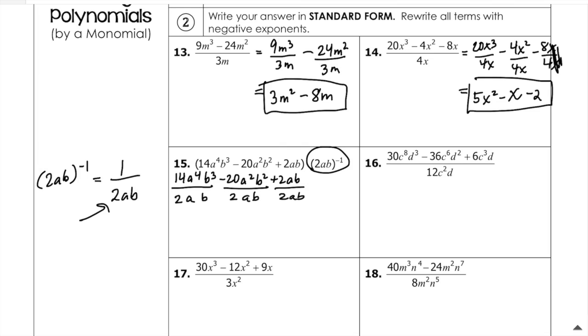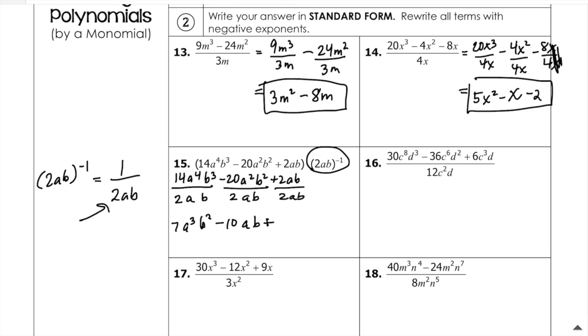So this is pretty close to when we were factoring, right? This looks identical. So 14 divided by 2 is 7. a to the fourth minus a will be a to the third. b to the third minus b will be b to the second. Minus 20 divided by 2 will give me 10. a squared minus a will give me a. b squared minus b will give me b.